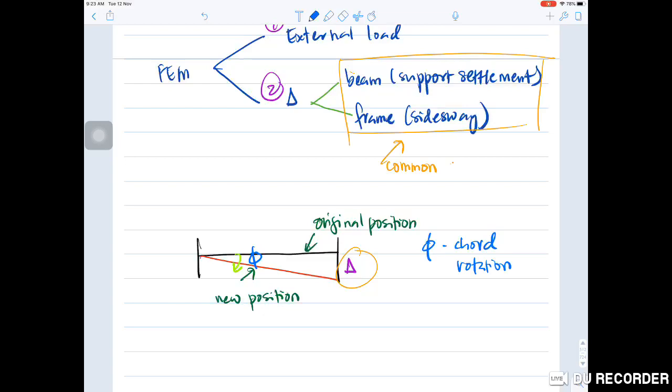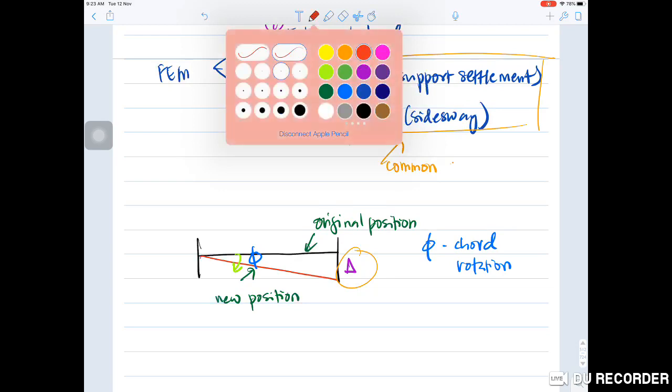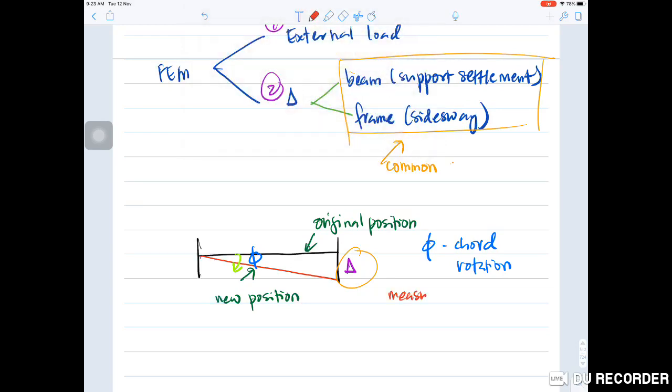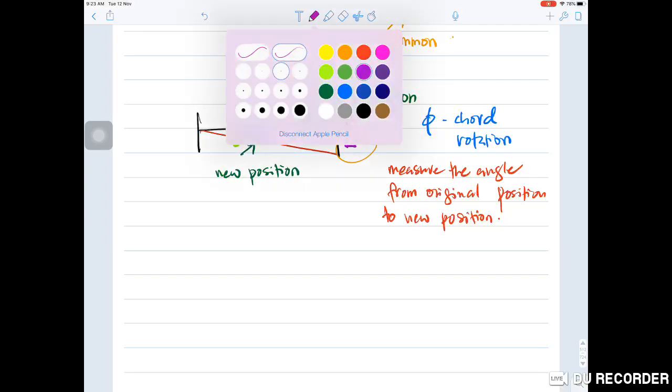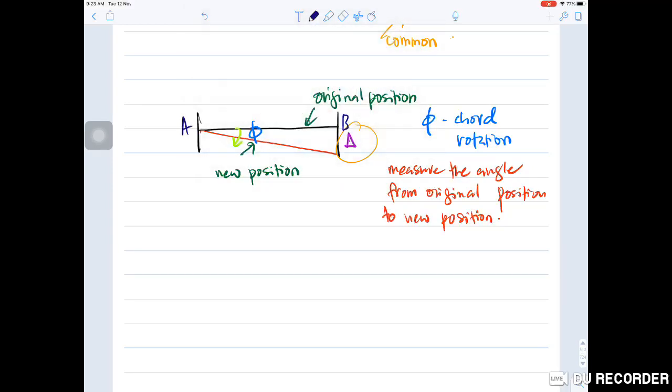And for chord rotation, we need to measure the angle from original position to new position. Why we need to do that? Because we want to identify the fixed end moment occur at both A and B.